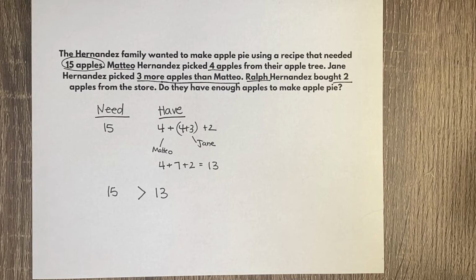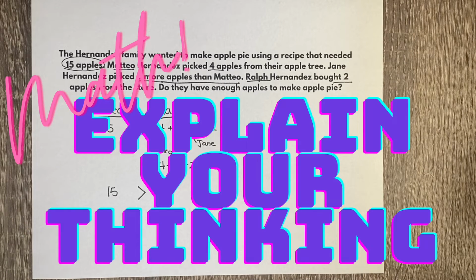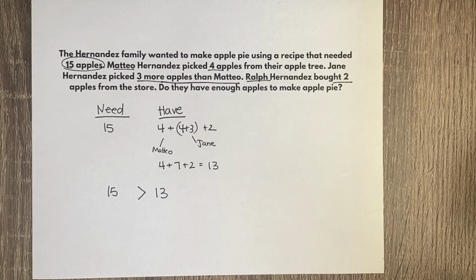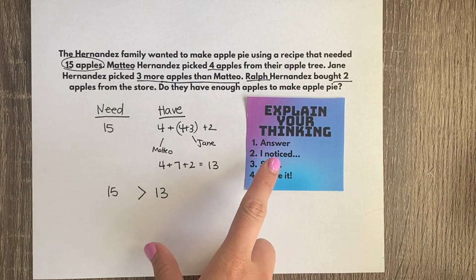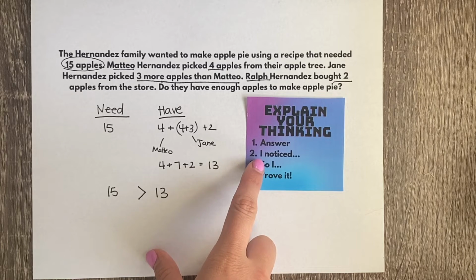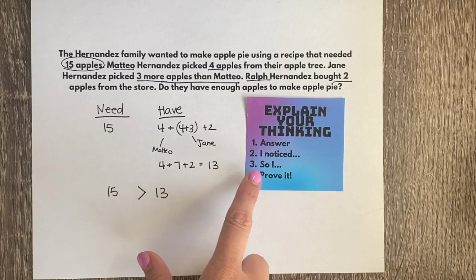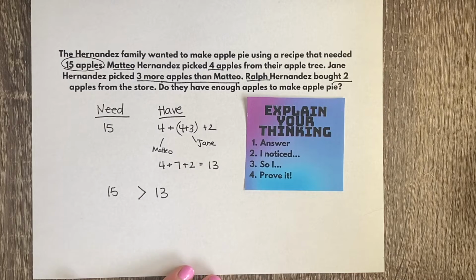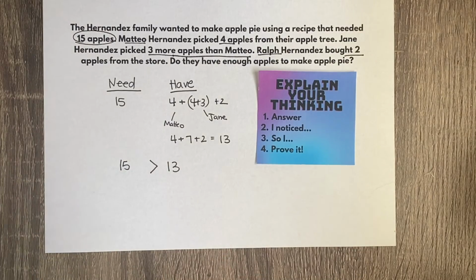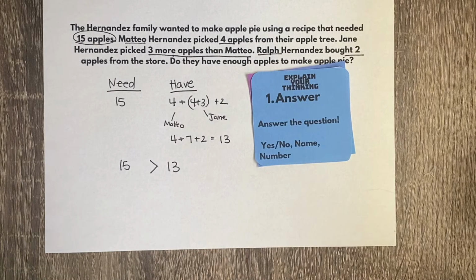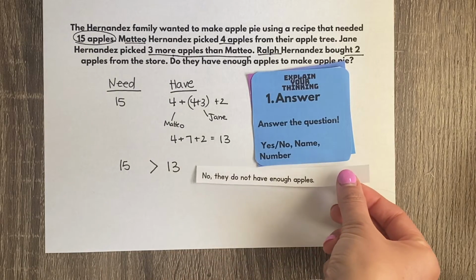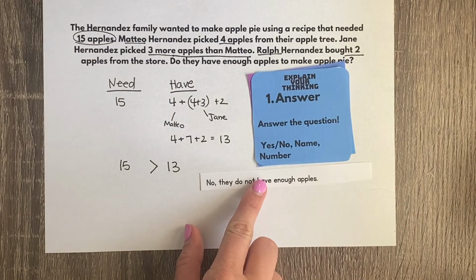Now it's time to explain your thinking. Here are the 4 steps. Number 1, answer the problem. Number 2, I notice. Number 3, so I. And number 4, let's prove it. Here we go. Step 1, answer the question. It could be a yes or no. It could be a name. It could be a number. In this case, it's a no. No, they do not have enough apples.